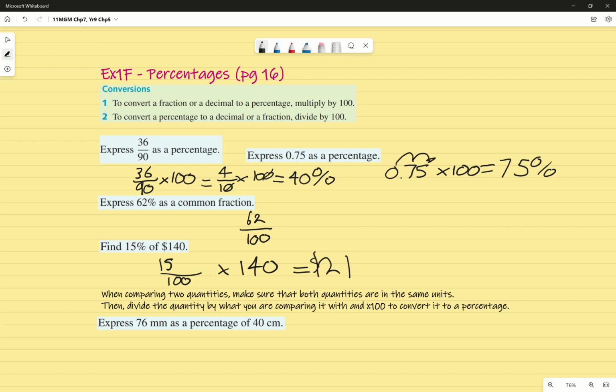So if we want to find out what it is after it decreases by 15%, we just minus it from the total, right? So it's just going to be 140 minus $21, which will give us 119.